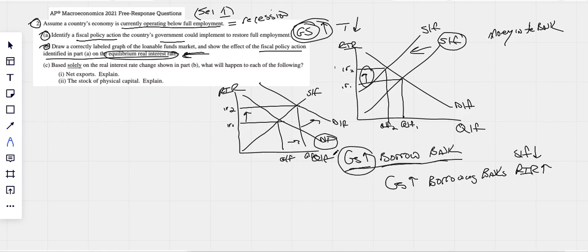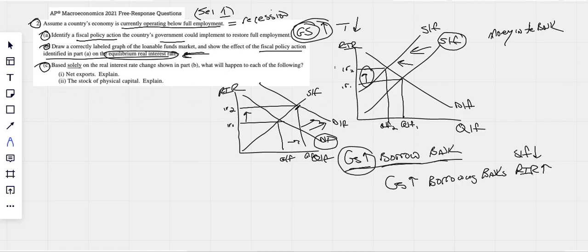When that real interest rate goes up, that's what we're looking for. Both of these are absolutely correct. When the government walks in, they're increasing the demand for loanable funds. And when they take the money out of the bank, they're reducing the supply of loanable funds. Both of these are absolutely acceptable. You have to choose which one you want to do.